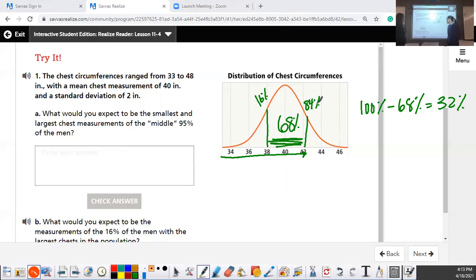And what would you expect to be the measurements of 16% of the men with the largest chests in the population? The largest, so that means we're going to be in this 16% over there. So 42 or greater.